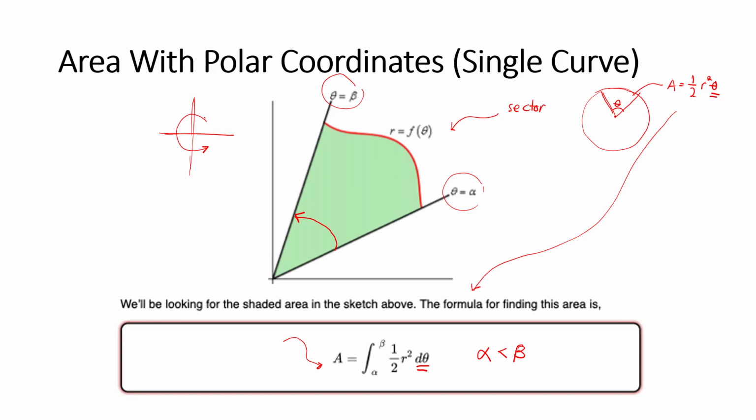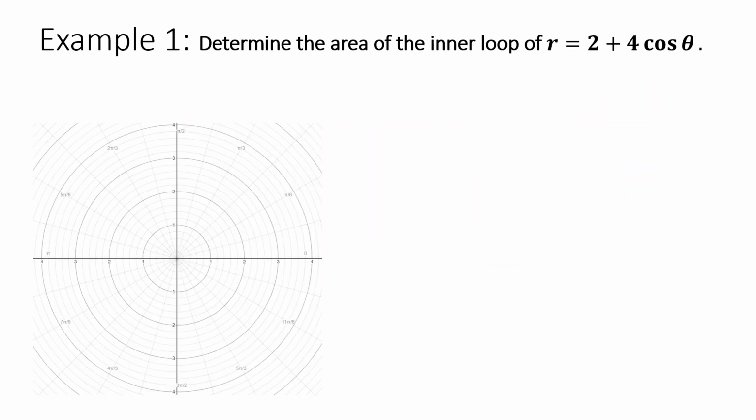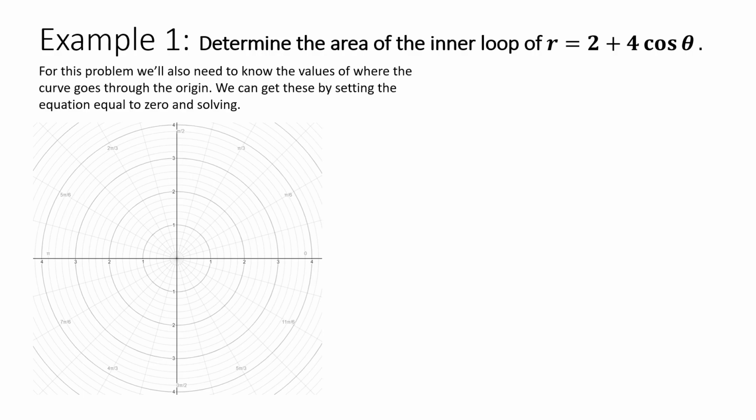All right, so let's proceed with the next slide. Let's try to immediately go to an example. Determine the area of the inner loop of r equals 2 plus 4 cosine theta. We need to graph first 2 plus 4 cosine theta.